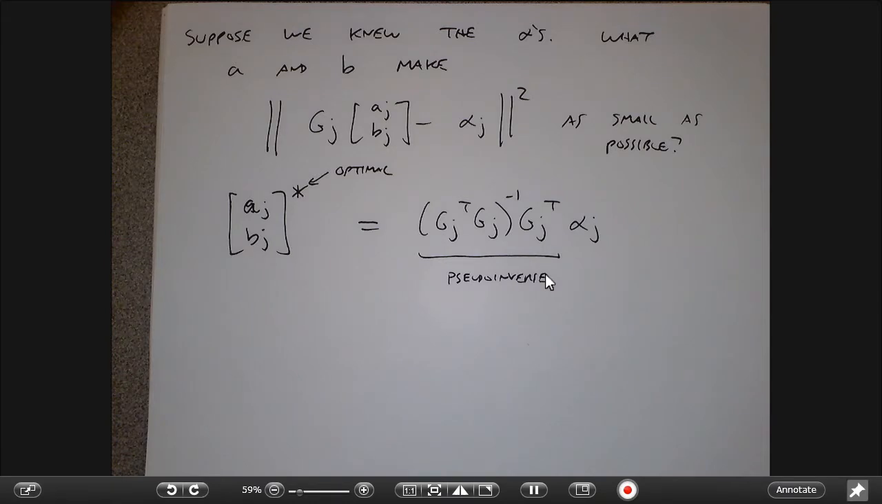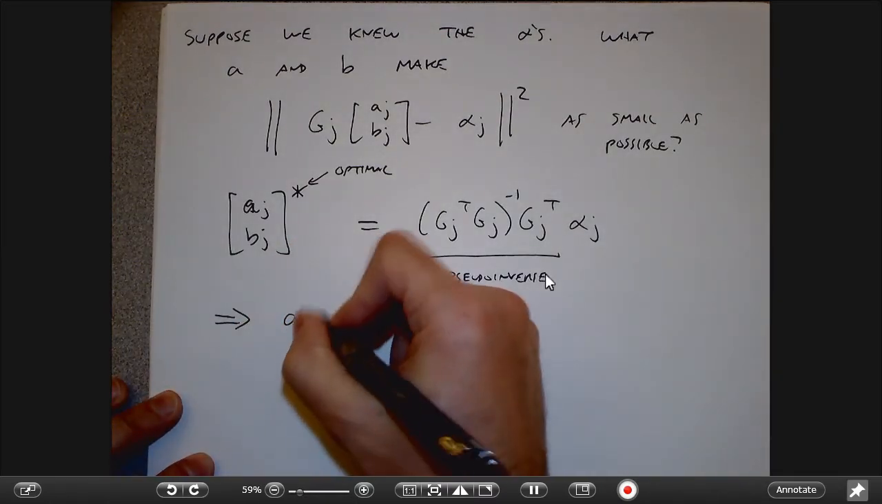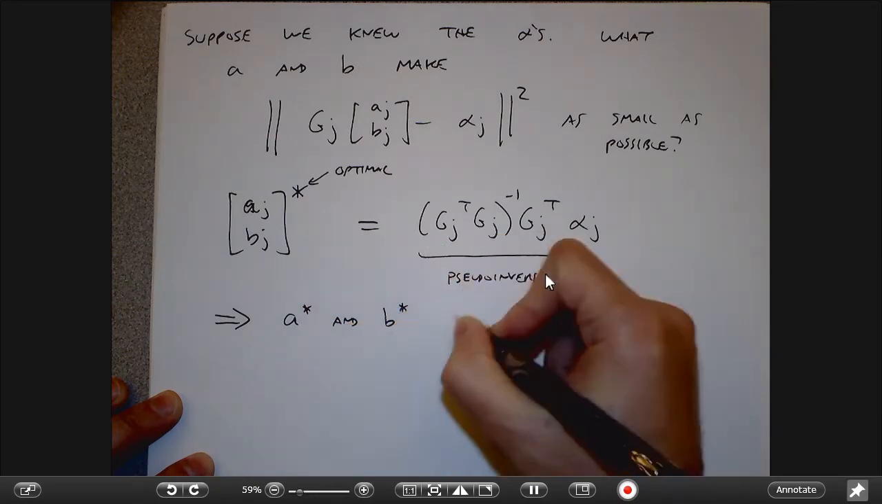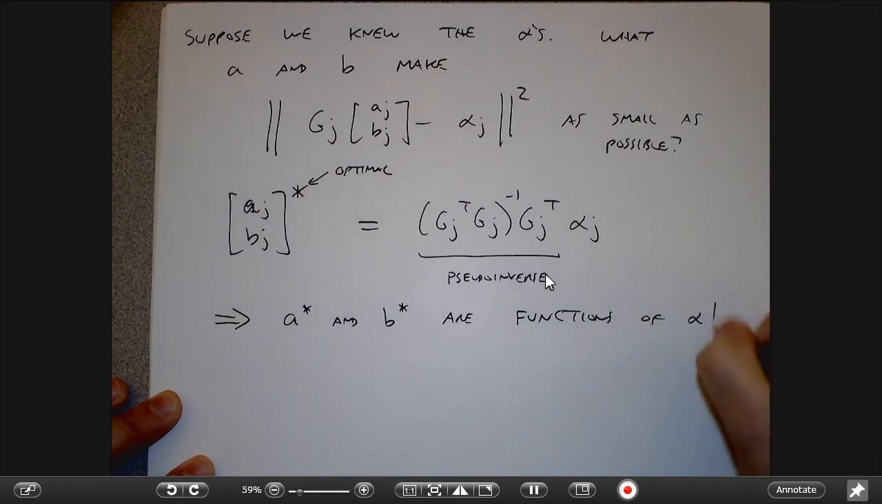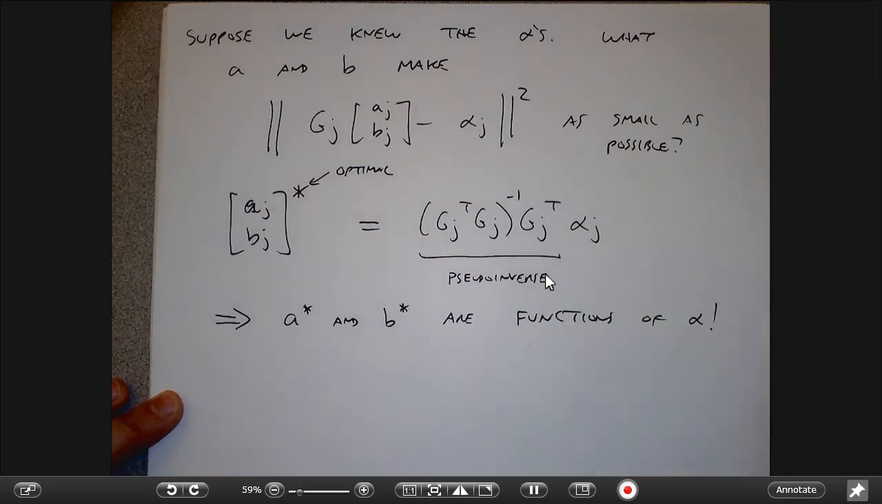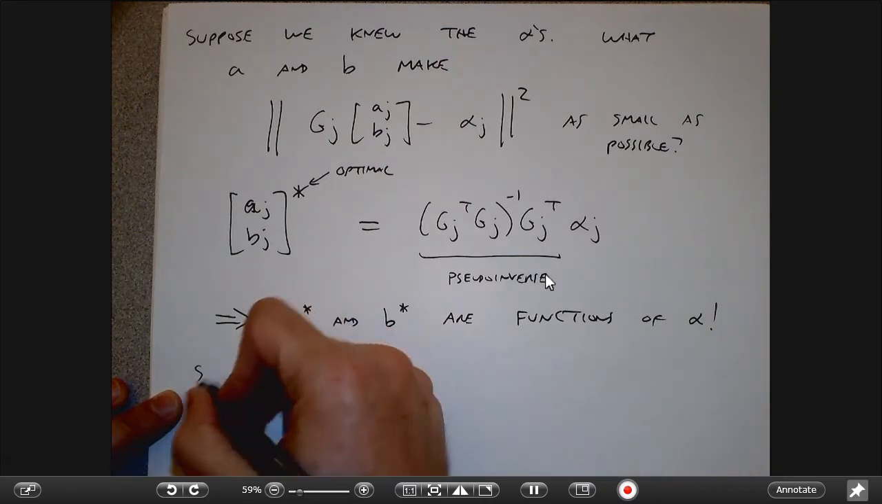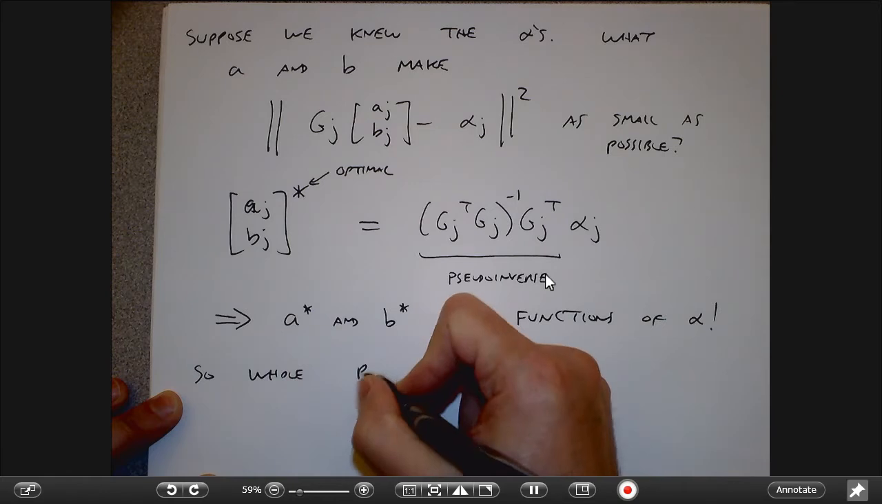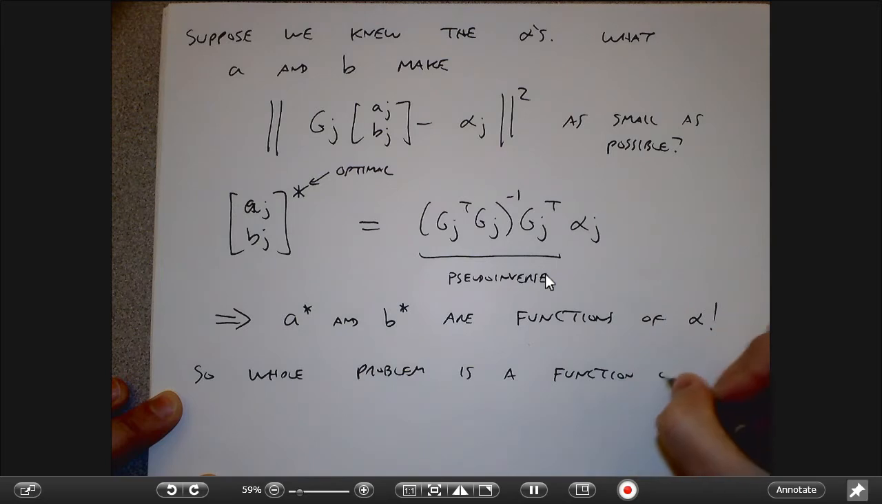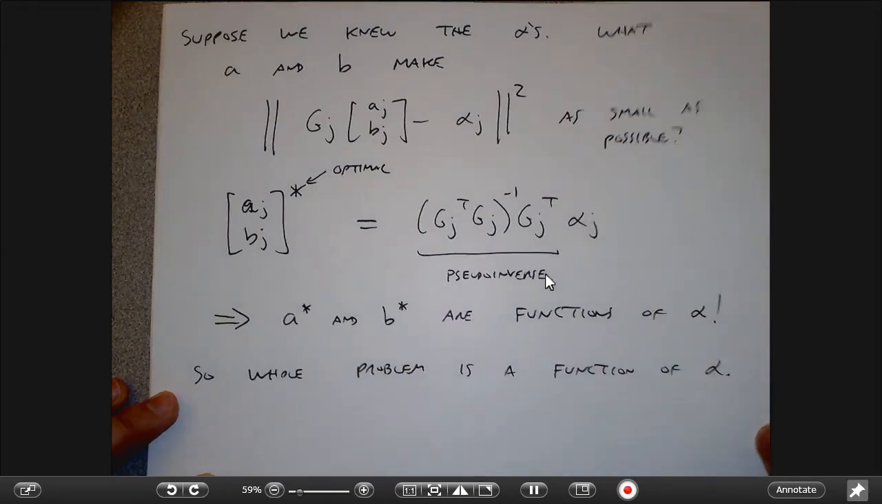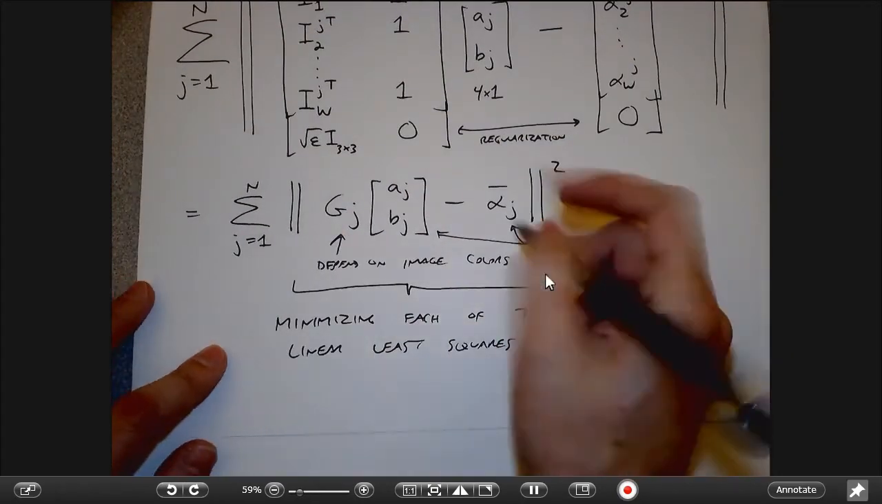So in some sense, this says that A and B are exactly functions of alpha, right? And so this is nice. It says that A star and B star are functions of alpha. That means that we can take this whole problem and turn it into a function of alpha. So the whole problem is a function of alpha. What I mean is that I can take my original problem that I'm trying to solve and say, hey, if I knew this, I would know that.